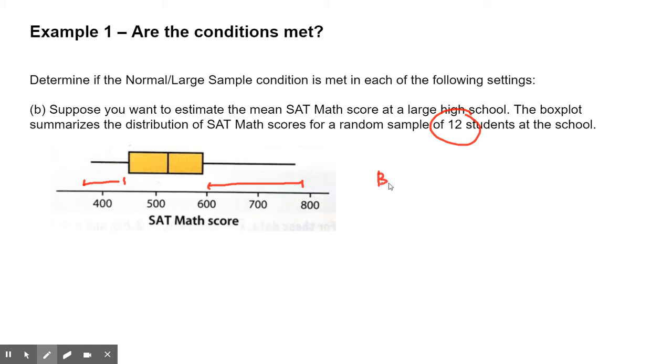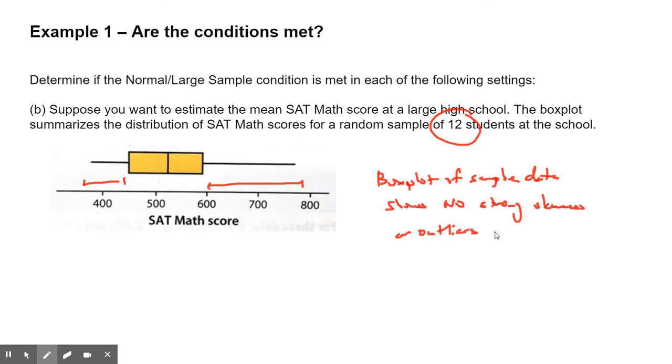So we're going to say the box plot of sample data shows no strong skewness or outliers. So then I'll put met.